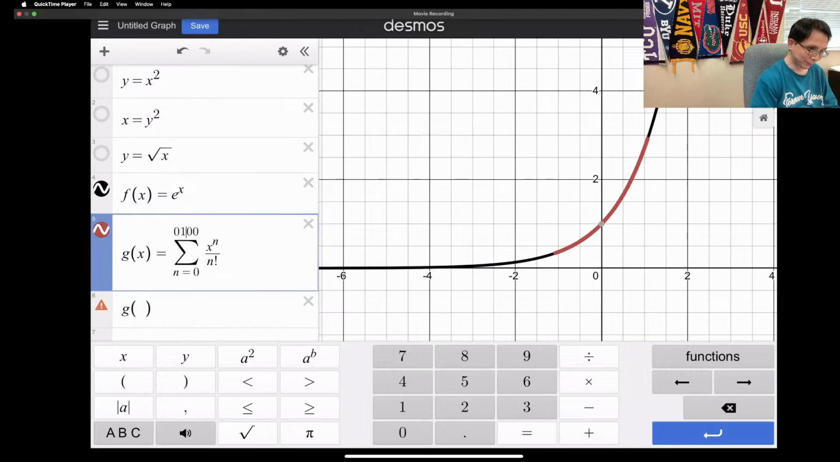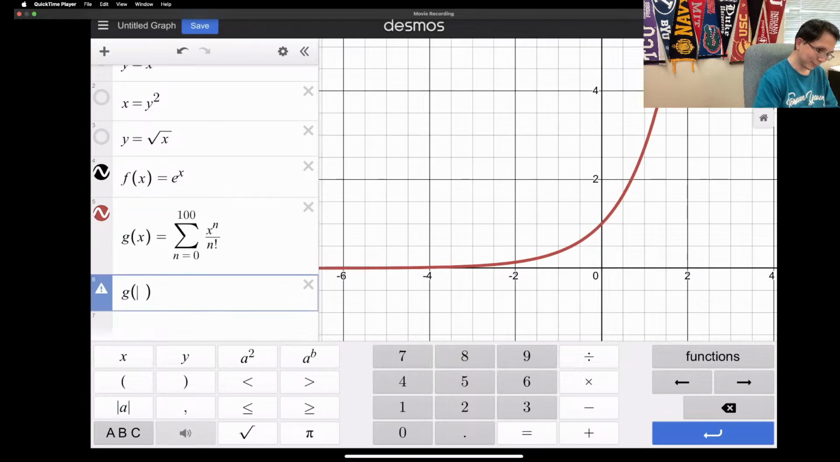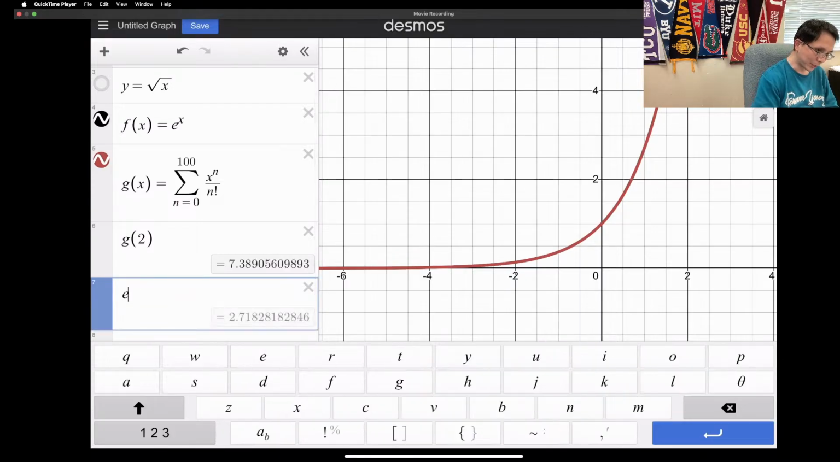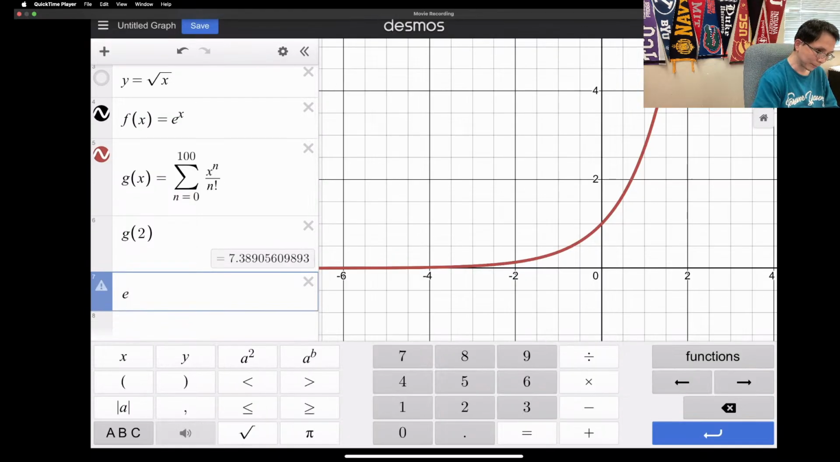I think it's broken. 7.28. Okay, that's 100 iterations, right? What is e squared? That's pretty accurate. That's only 100 degrees. Got it?